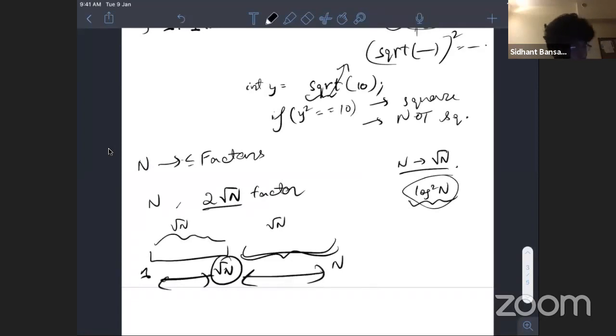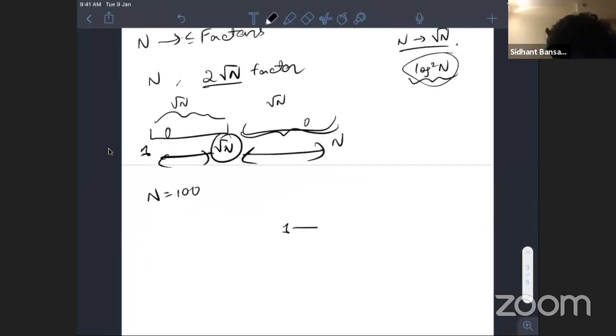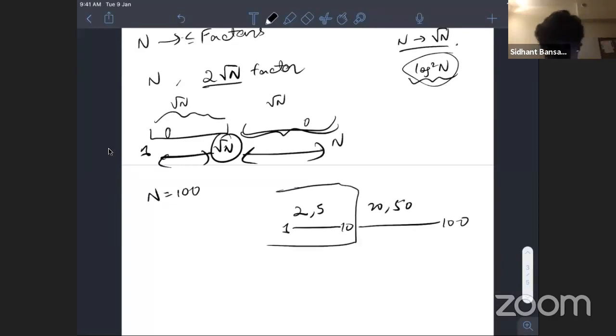The reason is that every factor should be paired. Example, let's take n equal 100. Consider the factors between 1 to 10 and between 10 to 100. 10 is a square, so just ignore that. Let's say 2, and the complementary one is 50. Then there is 5, and the complementary one is 20, and so on. Basically, all the factors before the square root value have a complementary factor ahead. The 2 matches with 50, the 5 matches with 20.